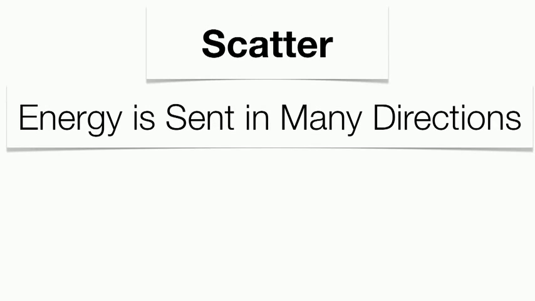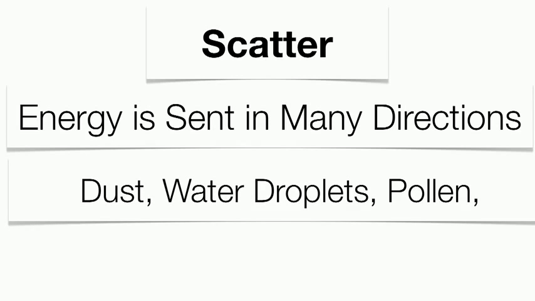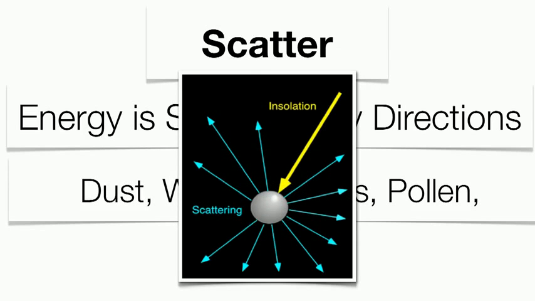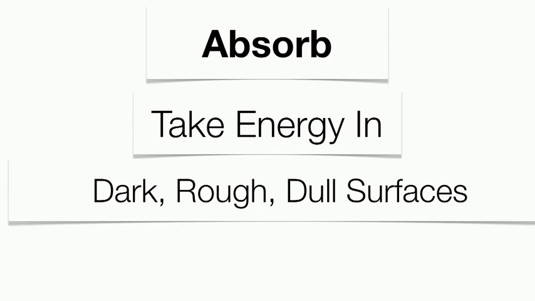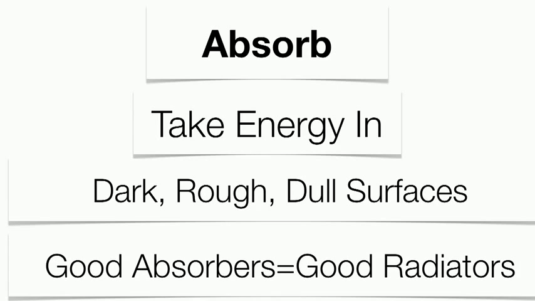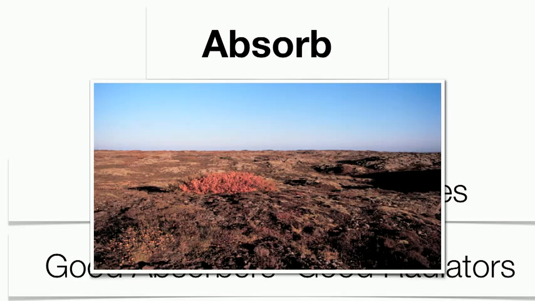Scattering just means that your energy is sent in many different directions. Good examples of this up in the atmosphere would be dust, water droplets, pollution, pollen, whatever it may be. Any kind of particulate matter in the atmosphere is going to cause scattering, where insolation comes in and scatters in many directions. We can then have absorbing. Energy is going to be taken in by really dark, rough, dull surfaces. Dark surfaces are not only good absorbers, they're also good radiators of energy. They also give energy off. Continents, for instance, are a great example of good absorbers. They take the energy in, but they also give it off.